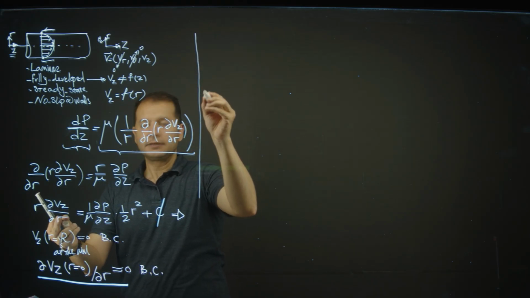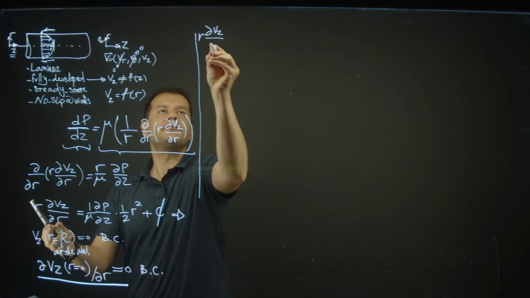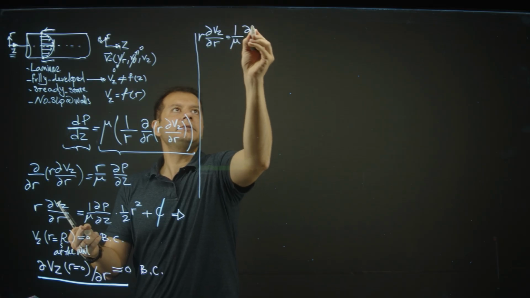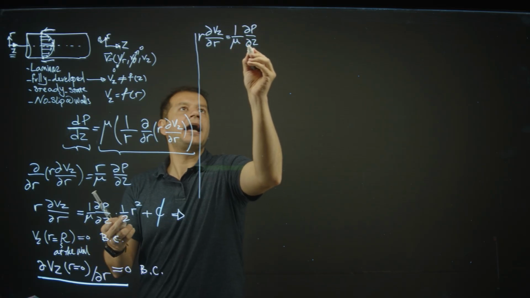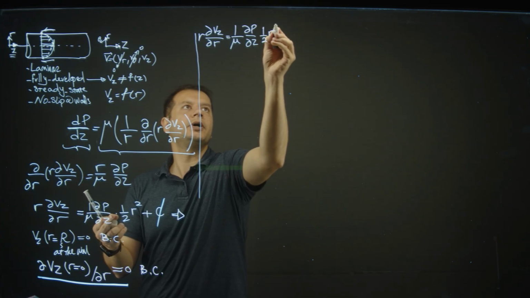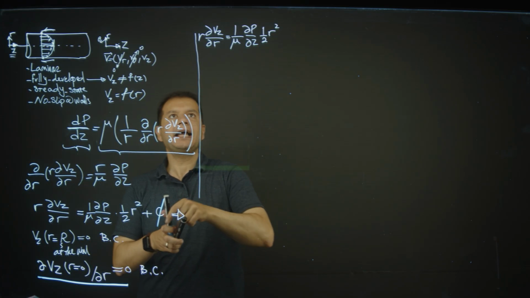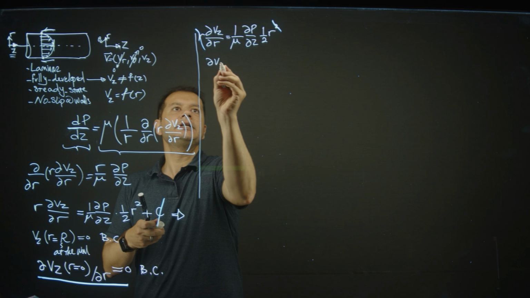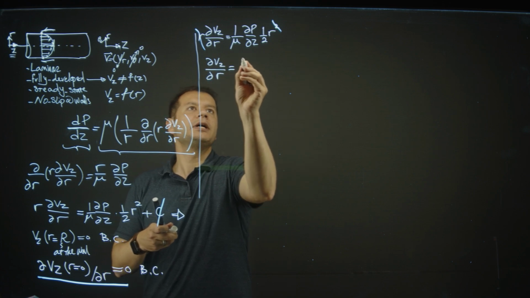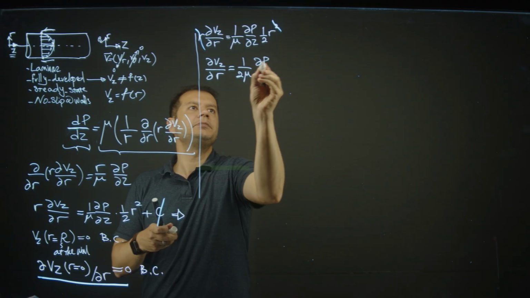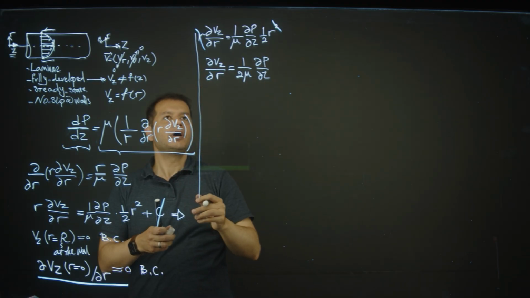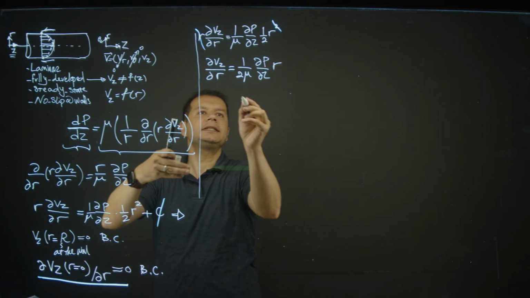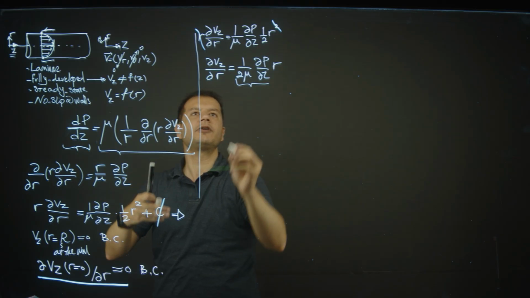Then I can write r dVz/dr becomes 1 over viscosity, dp/dz, and then half of r squared. C became 0. Now let's cancel r. The power 2 drops out. Then dVz/dr becomes 1 over 2 viscosity dp/dz. Now I want to integrate it again. This is again constant in r, so there is a linear functionality of r.